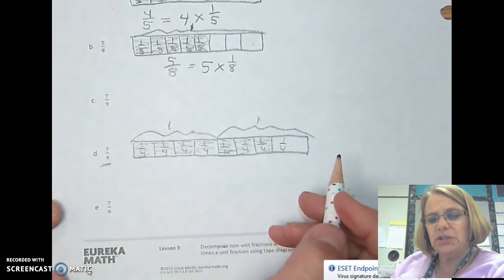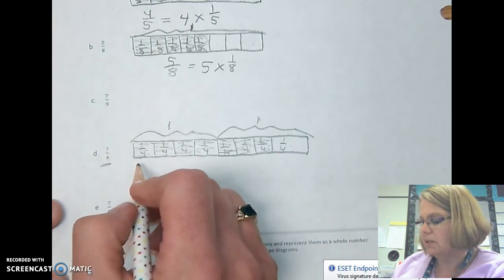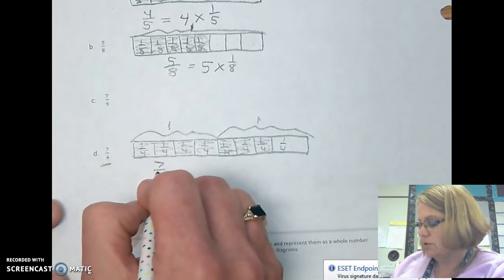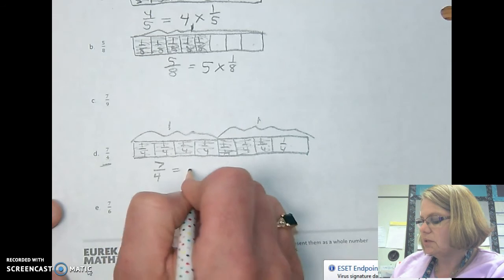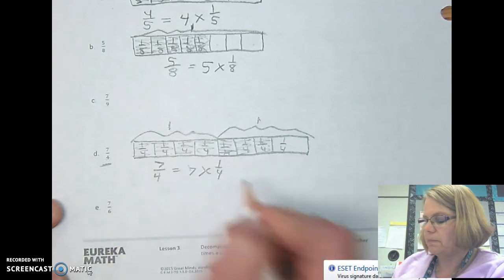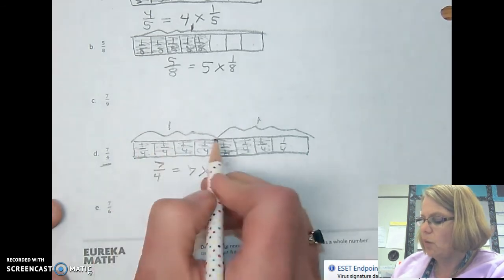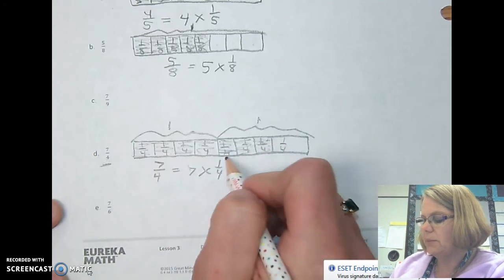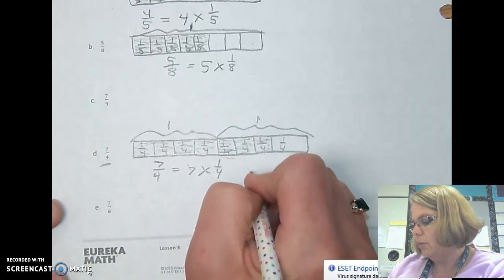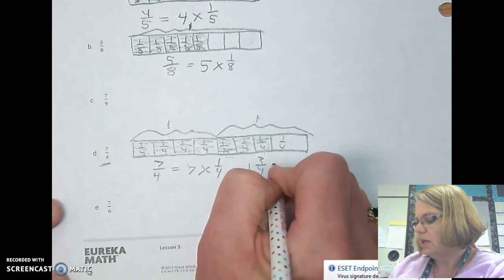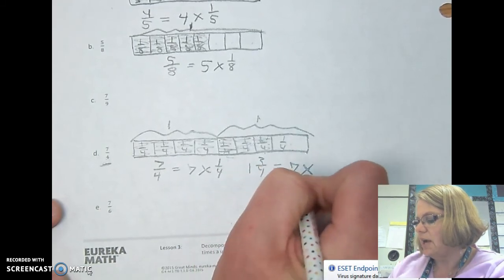Now I can write this one 2 different ways. I can write 7/4 equals 7 times 1/4. Or I can say 1 and how many's left? 3. 1 and 3/4 equals 7 times 1/4.